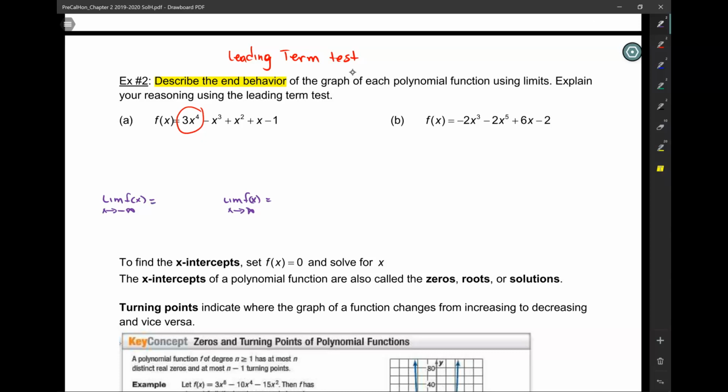Now, let's think about why the leading term is the only one that matters. Usually, when we graph a function, we're at the origin, right?